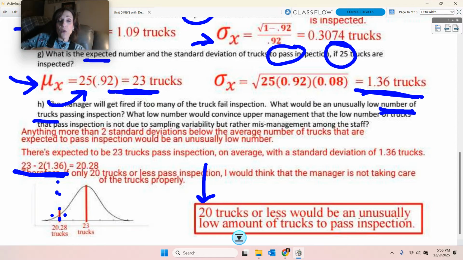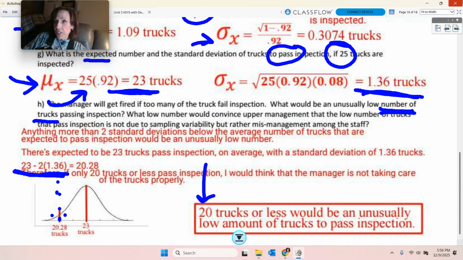20 and below. So 20 trucks or less would be an unusually low amount to pass inspection and make me think there's something wrong happening at that UPS station. We are not having good maintenance, that kind of thing. We are having too few pass inspection.